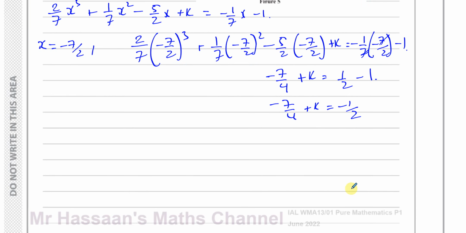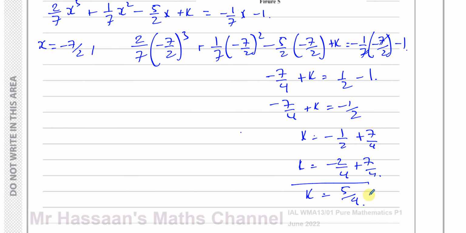So now what I can do is say therefore k equals minus a half plus 7 over 4. Okay, keep k positive. So k equals minus 7 over 4 plus a half. So that's going to give me minus 2 over 4 plus 7 over 4, which is going to give you 5 over 4. So we can say therefore k is equal to 5 over 4. So there's our answer for this last part of the question.